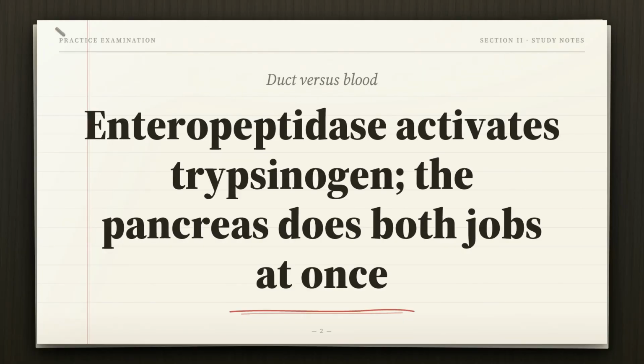Remember the endocrine side too. Beta cells release insulin, alpha cells release glucagon, and losing beta cells turns this digestive gland into the source of diabetes. Whenever a question mentions duct-based and blood-based secretion together, it's pointing straight at the pancreas.